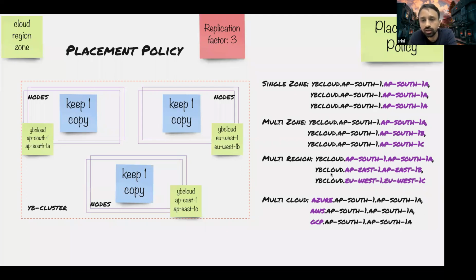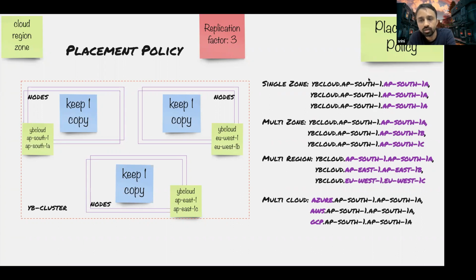On the right, what you see in the frame is about different kinds of deployment patterns: single zone, multi-zone, multi-region, and multi-cloud. Each deployment pattern uniquely defines the fault tolerance. In the case of the single zone deployment pattern, the distribution would be within a single zone. So that's what you see here. The cloud entity is YB cloud. Within YB cloud, the region is AP South 1.